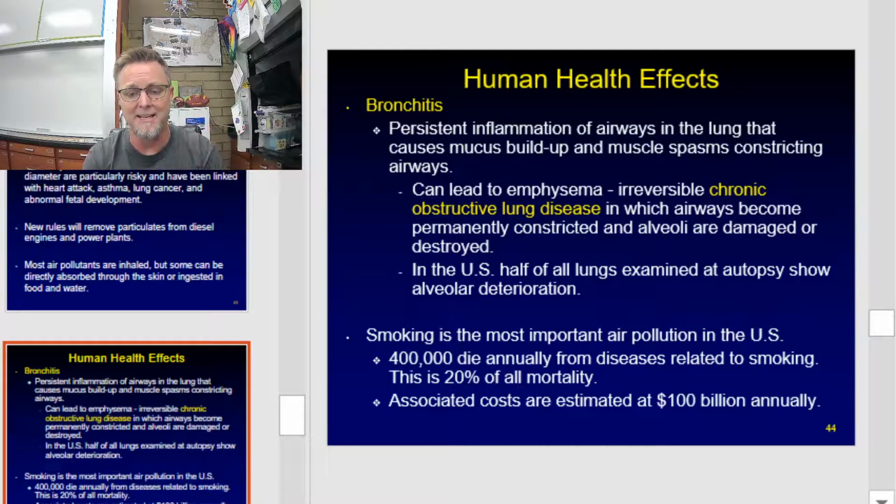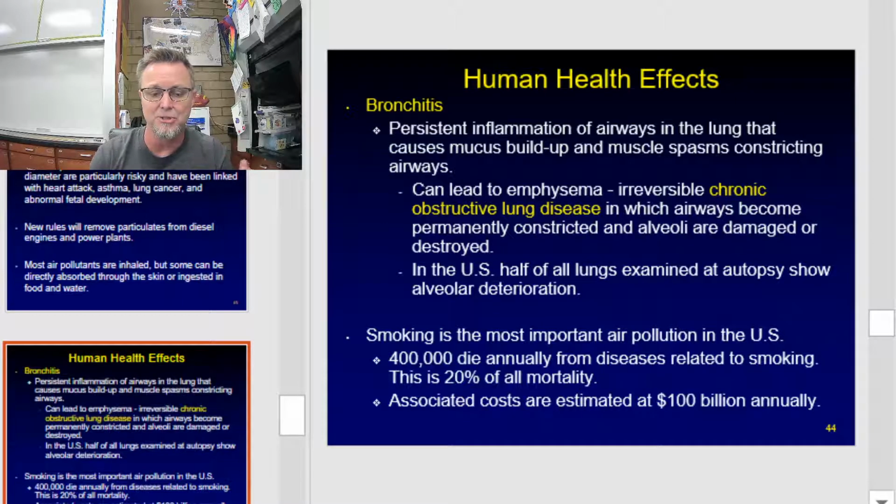like bronchitis. Here's a great case in point. Bronchitis can be caused by air pollution, inhaling this particulate matter, whether it's dust and dirt particles, bacteria, viruses, fungus, whatever. It can lead to inflammation in your airways. And as your airways become inflamed, mucus builds up, can create muscle spasms, constricting your airways. You're going to get an awful cough. Not a lot of fun.